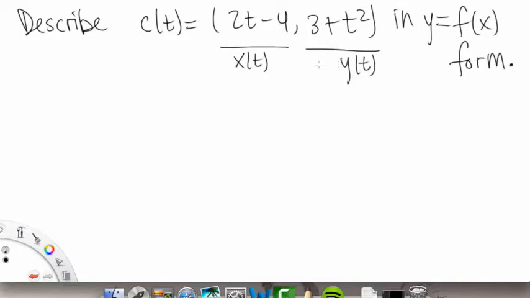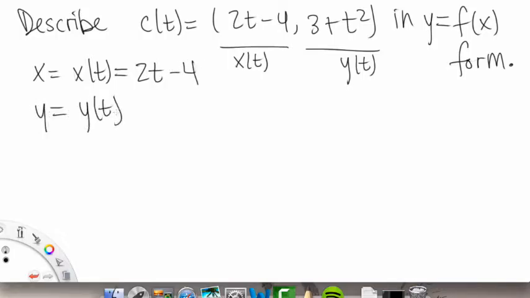But we do not know directly how x and y are related, but we can do that. We can work backwards. So let's start with our x. This is the same thing as saying x of t. So I'm just going to write 2t minus 4, and our given y of t is 3 plus t squared. What we're going to do is basically just solve for t using one of the equations. I'll start with this equation up here because it seems like the simplest. So if we have x equals 2t minus 4, we're just going to solve for t.